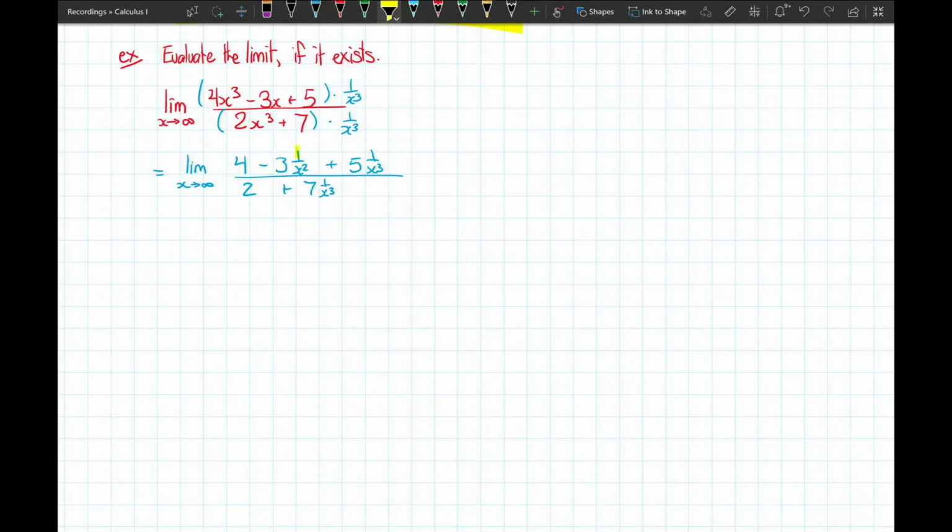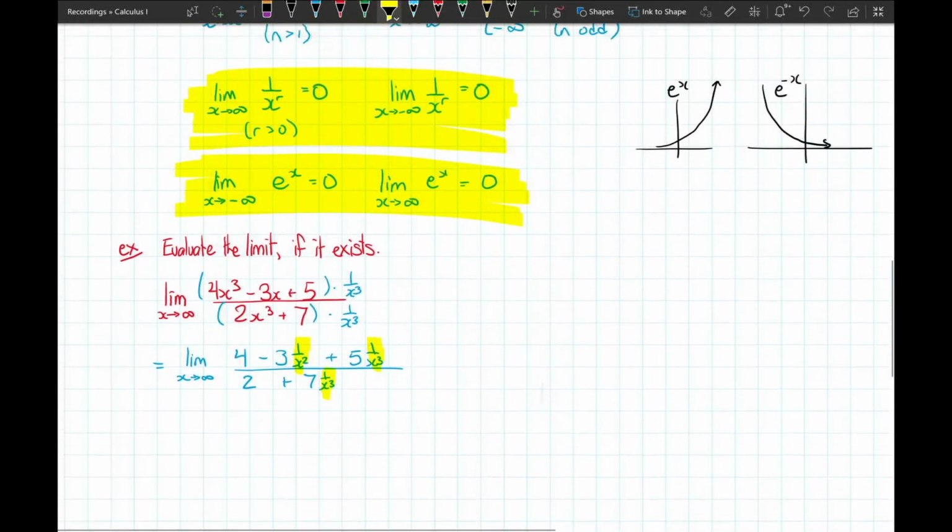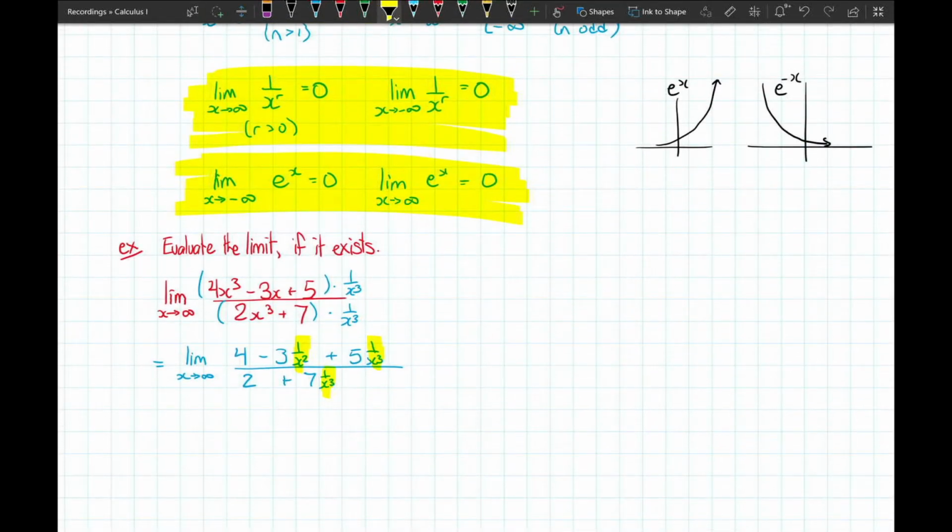And highlighting some of these individual pieces, we can look back at one of our very common infinite limits when we have 1 over x to the r with r greater than 0. As x goes to infinity, the expression goes to 0.